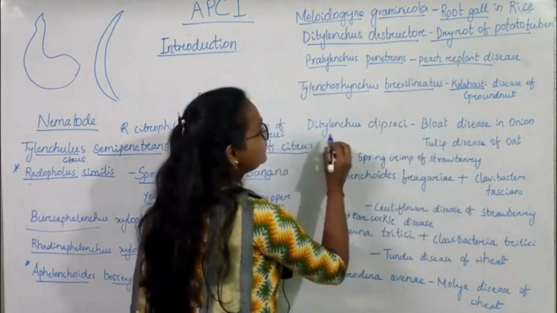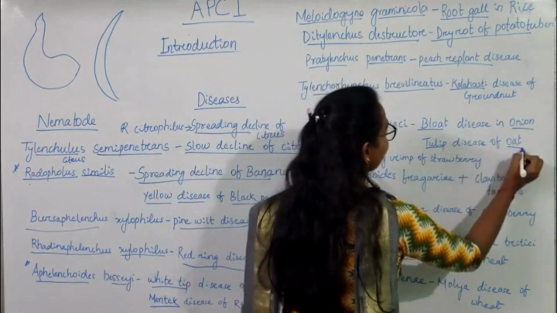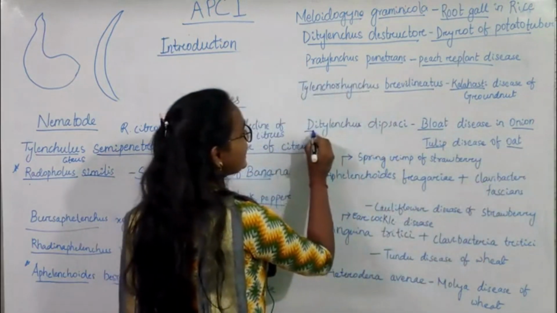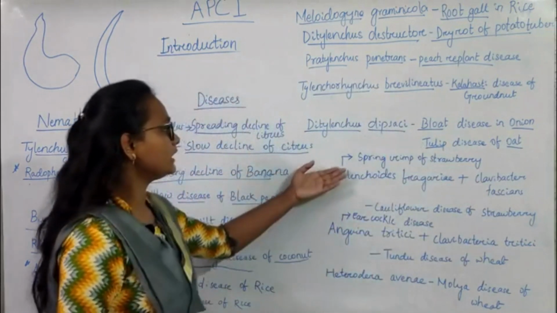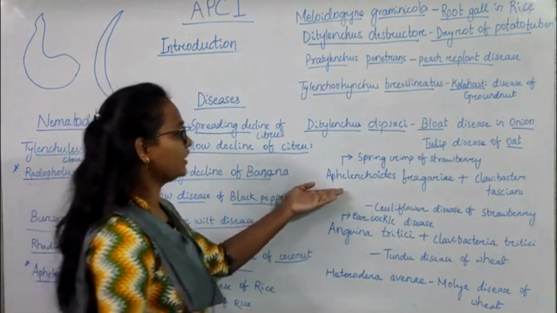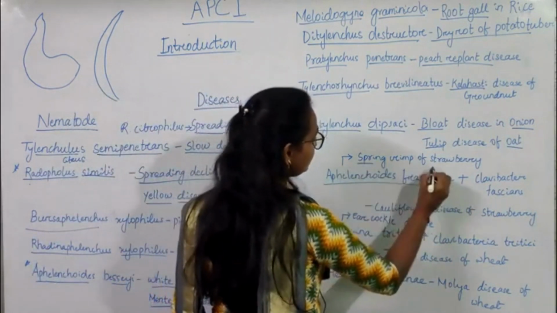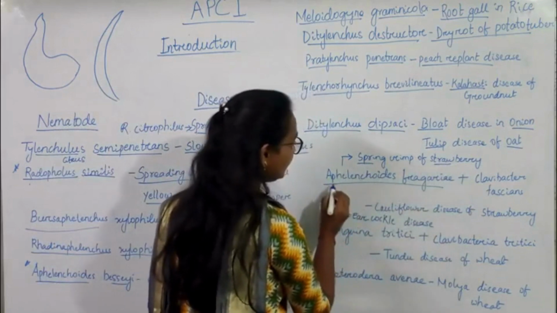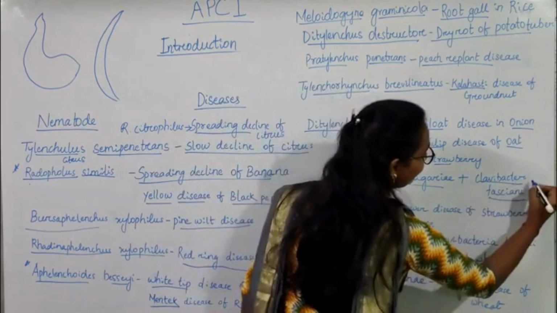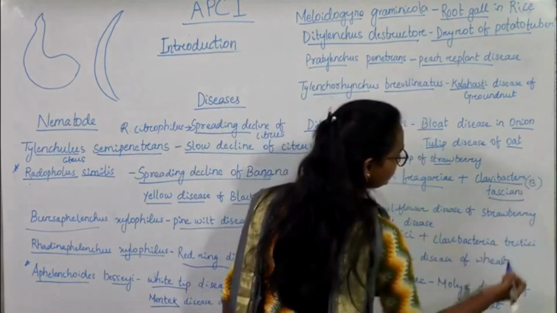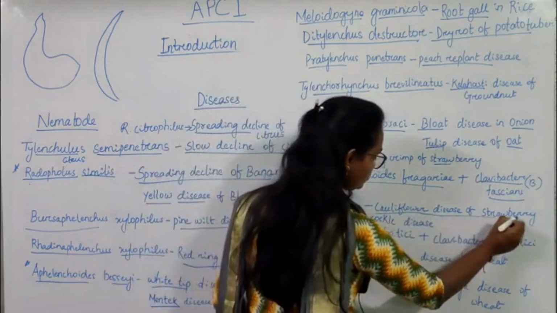Next, the disease is bloat disease in onion and tulip disease of oat plants caused by Ditylenchus dipsaci. And the next one is spring crimp of strawberry, which is caused by Aphelenchoides fragariae only. It is only responsible for spring crimp of strawberry, and with the help of Aphelenchoides fragariae and Corynebacterium fascians, which is a bacterium, their association causes the cauliflower disease of strawberry.